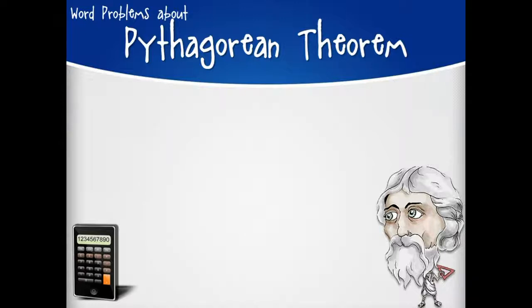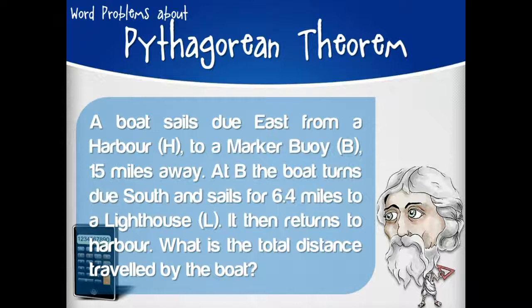For exercises, let's try this. A boat sails due east from a harbor, H, to a marker buoy, B, 15 miles away. At B the boat turns due south and sails for 6.4 miles to a lighthouse, L. It then returns to harbor. What is the total distance traveled by the boat?